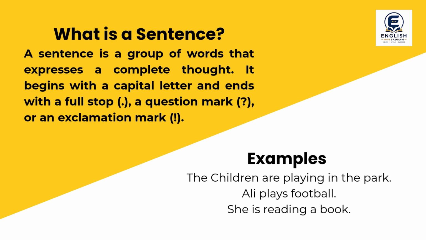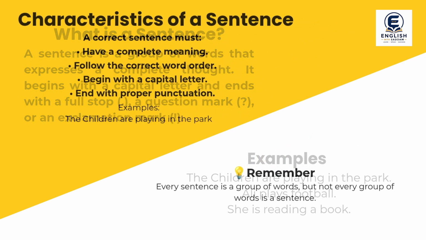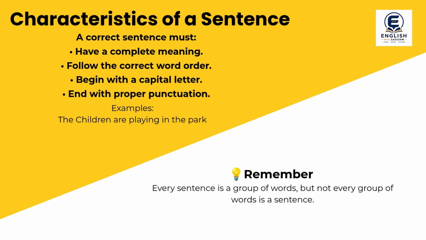Now that we know what a sentence is, let's learn the characteristics of a correct sentence. First, a sentence must express a complete thought. Second, the words must be in the correct order. Third, every sentence begins with a capital letter. Finally, every sentence ends with the correct punctuation mark.